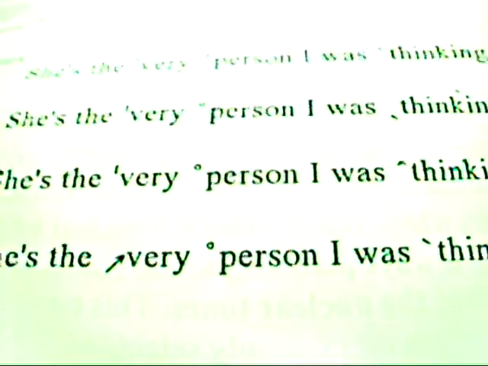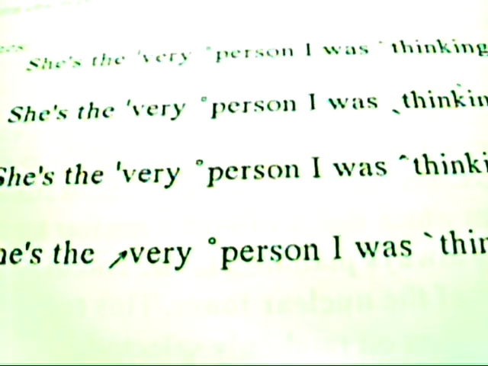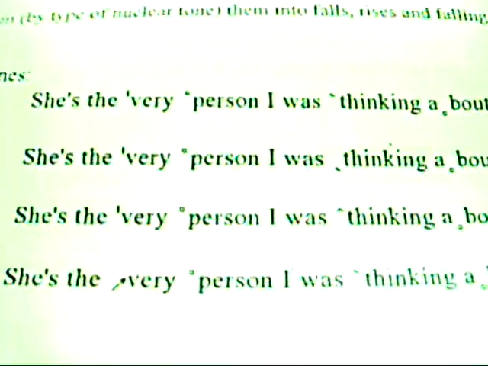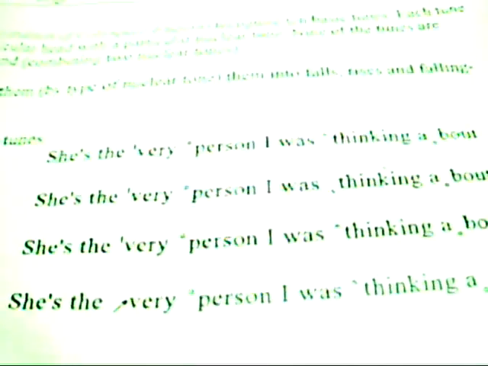And then there is a pattern which, again, has a high fall, but a different kind of head. She's the very person I was thinking about. This time the head, which runs from very to was, is rising. Very person I was. Pop, pop, pop, pop, pop, pop, like that. Previously I had a high head. Very person I was.